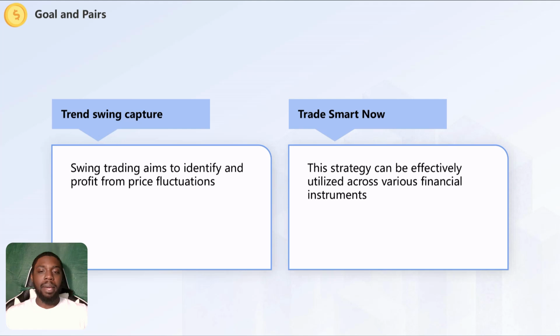So goals and pairs. Trend swing capture. Swing trading aims to identify and profit from price fluctuations. The strategy can be effectively utilized across various financial instruments. So you always want to trade as price is fluctuating, and with the trend.